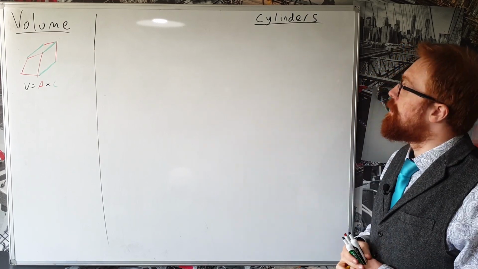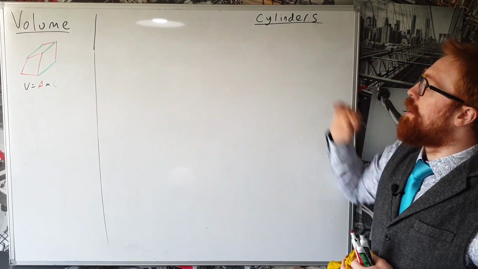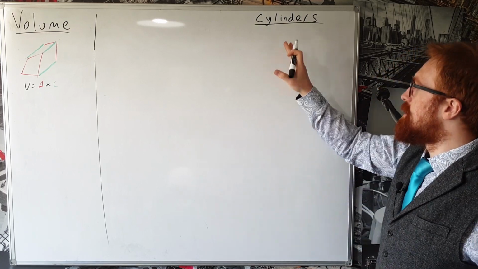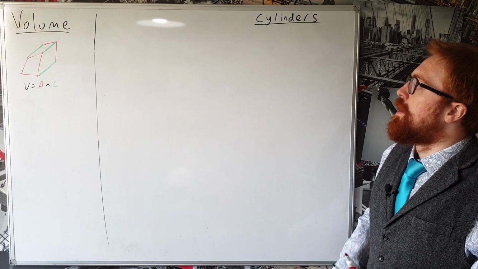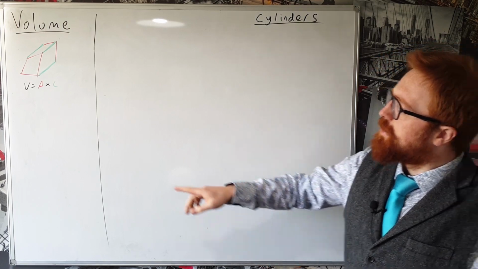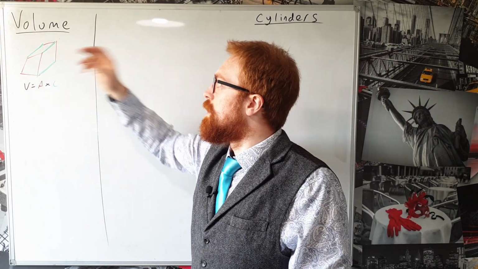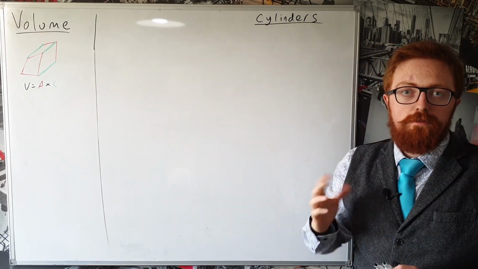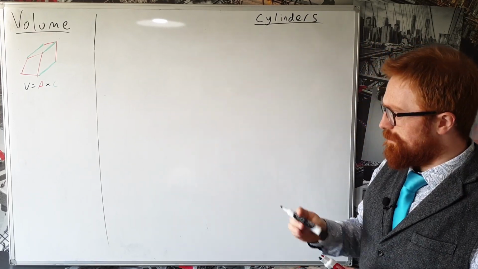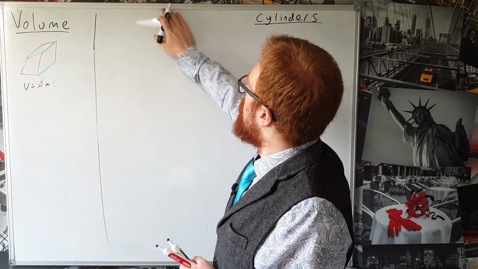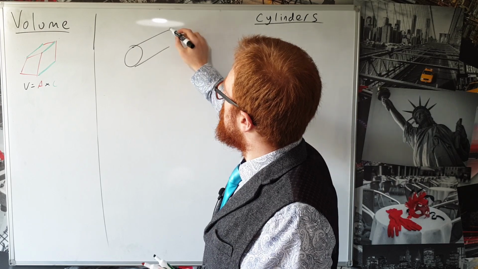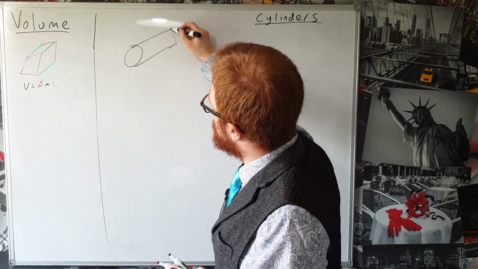Hi there. In this video we're looking at finding the volume of cylinders. Now just a quick reminder, a cylinder is very similar to a prism, except this front face, the cross section, is a circle or an ellipse or a semicircle or something with a curved edge. So the first thing we're going to look at is just a cylinder with a circle as this cross-sectional face.